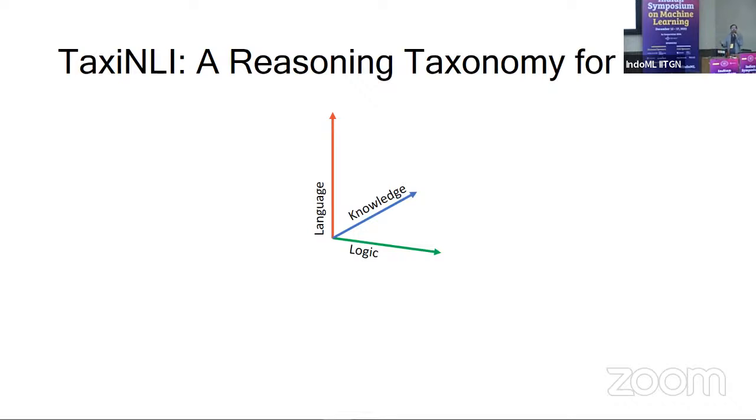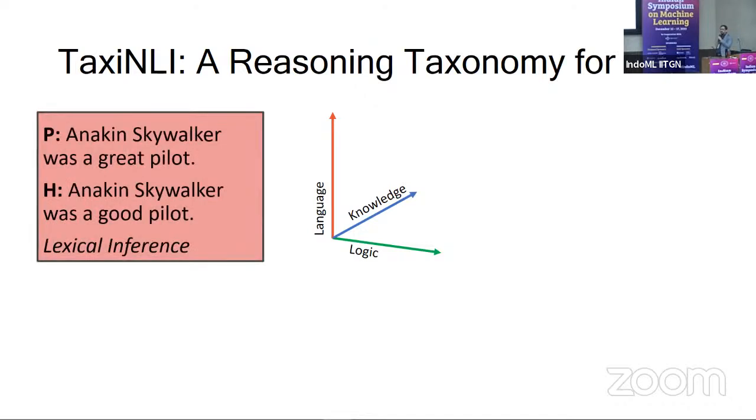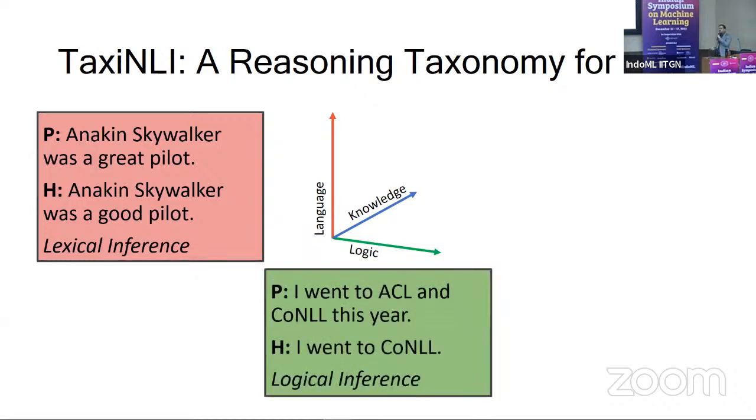There are so many dimensions that may not make sense directly on the public NLI datasets. So what we did is we started analyzing MultiNLI, and we observed that there are many different types of inferences already present in the NLI datasets, broadly classified as language, which does not need any outside reasoning or knowledge, let's say just lexical reasoning. Similarly, logical, that requires some sort of external reasoning, but may not require any external facts to get to the answer. For example, I went to ACL and CoNLL this year.